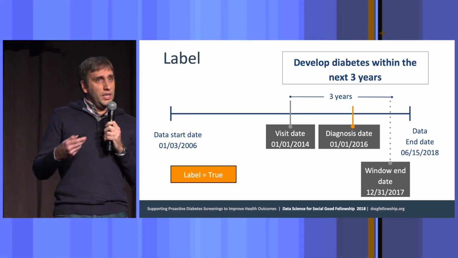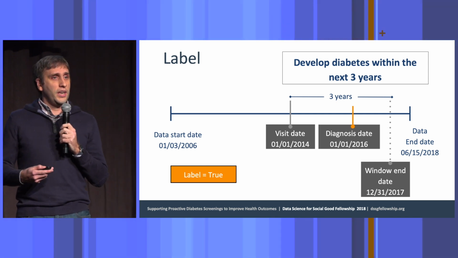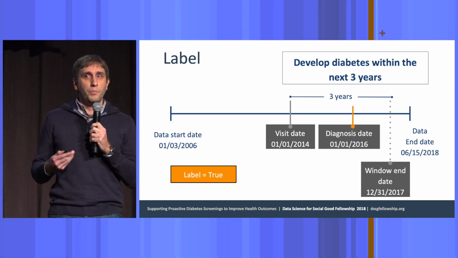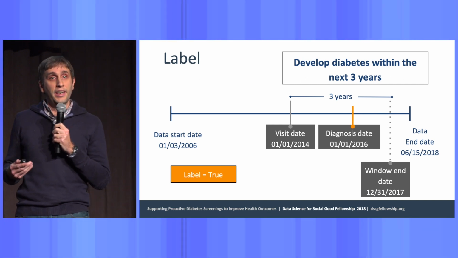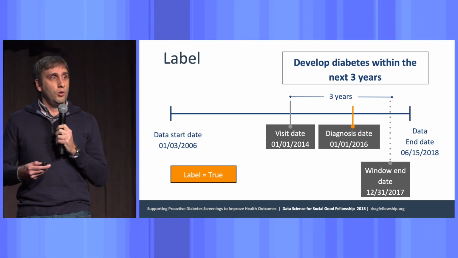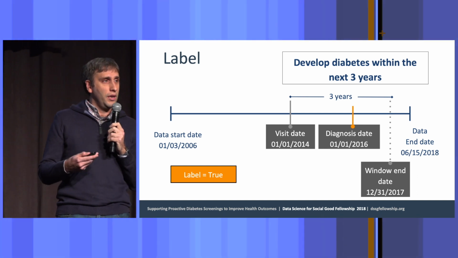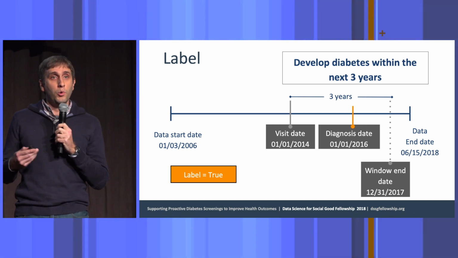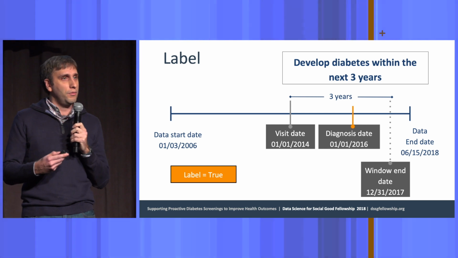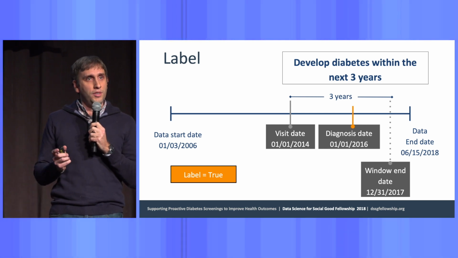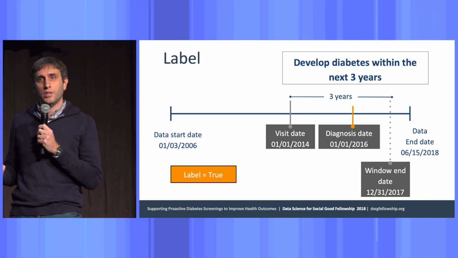Then we label each of these rows to indicate whether at a given visit the person will develop diabetes in the next 3 years. So a given visit gets a true label if the diagnosis happened within the next 3 years from the moment of the visit, and this 3-year window is included in our data.